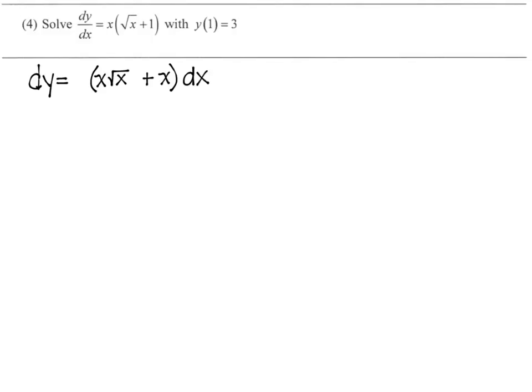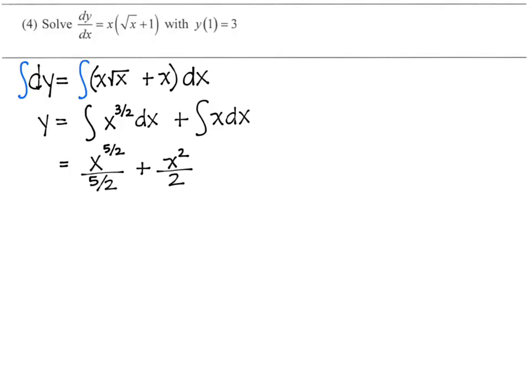We multiply both sides by dx. And then we take the indefinite integral of both sides, and the integral of 1 with respect to y is just y. On the other side, this is the integral of a sum, so we would take the integral of each part of that. And I wrote x times the square root of x as x to the 3/2. Taking the integrals of each one of those, and don't forget your plus c.